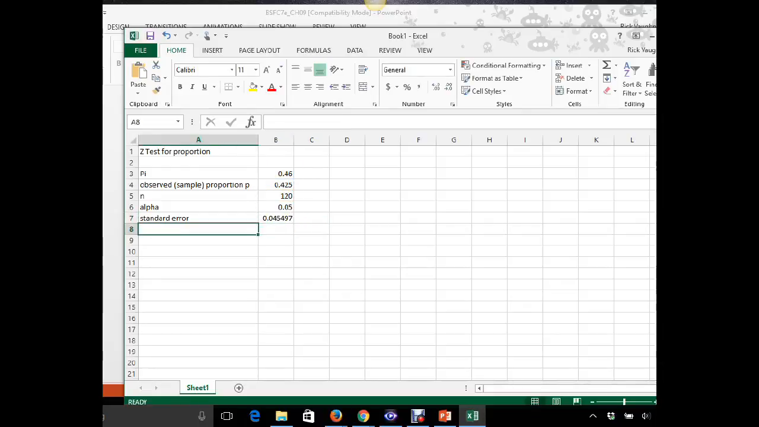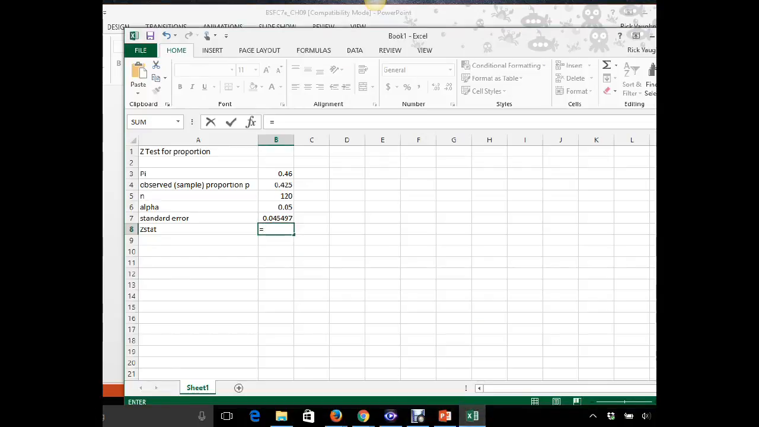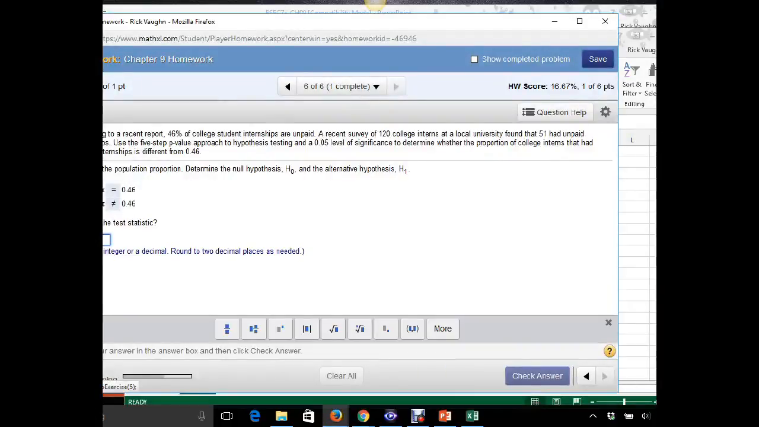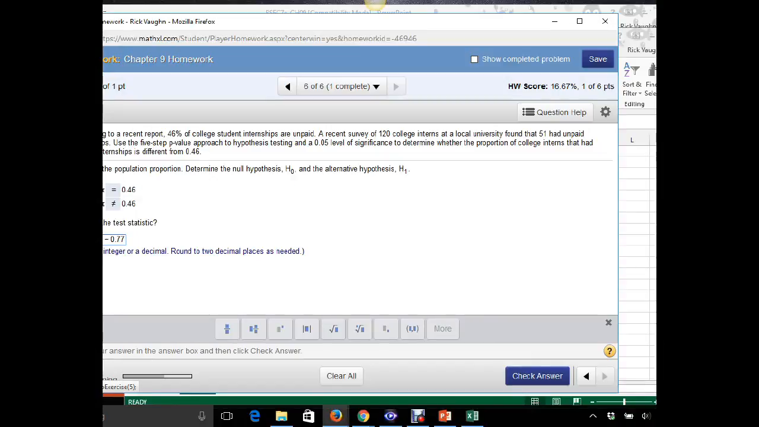So there's the standard error term, and now the Z statistic is going to be equal to P minus pi. So P is here. Let's put the parentheses, P minus pi, and then divide by the standard error term. Okay, so our Z statistic is negative 0.76928. And let's see if we got it right. To 2 decimal places, negative 0.77.